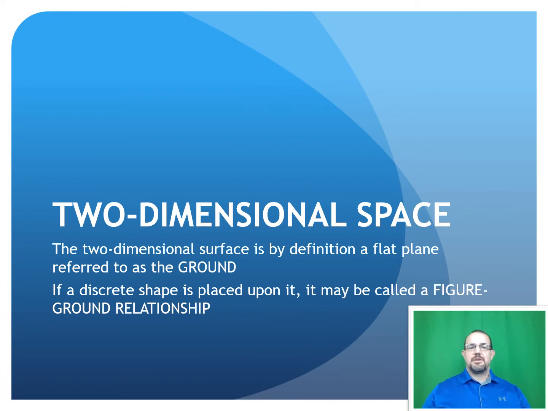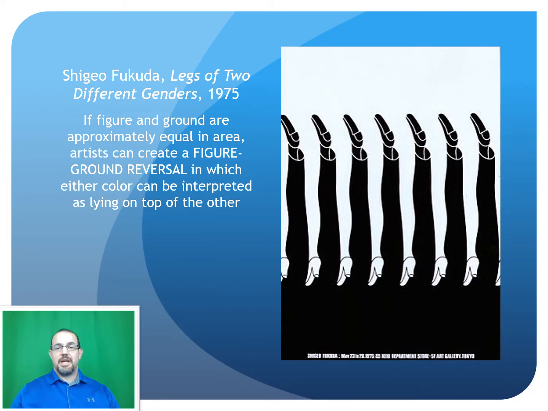Two-dimensional space. The two-dimensional surface is by definition a flat plane referred to as the ground. If a discrete shape is placed upon it, it may be called a figure-ground relationship. I really like this example called legs of two different genders. And if figure and ground are approximately equal in area, artists can create a figure-ground reversal in which either color can be interpreted as laying on top of the other.